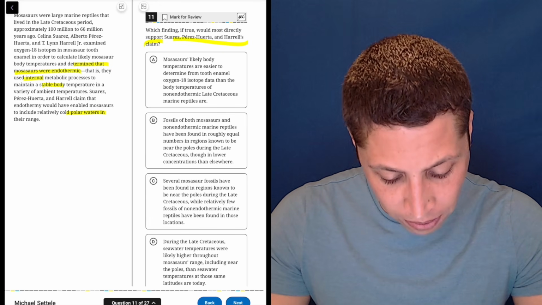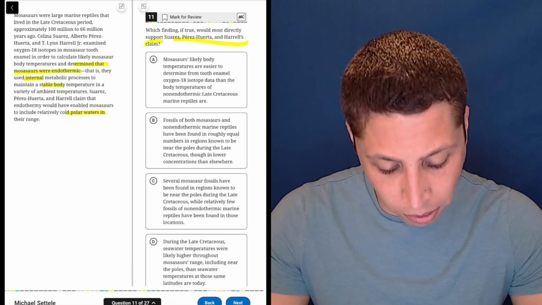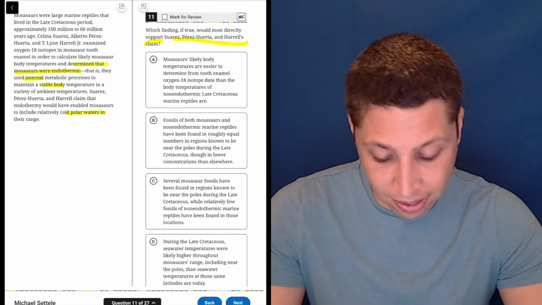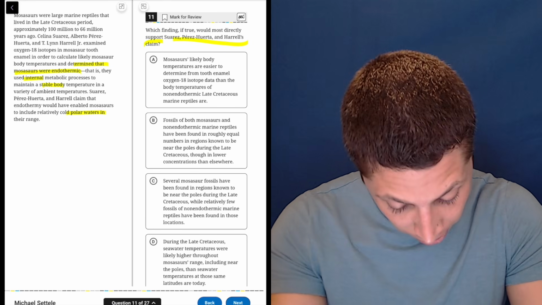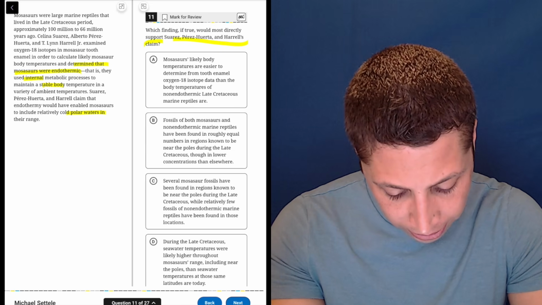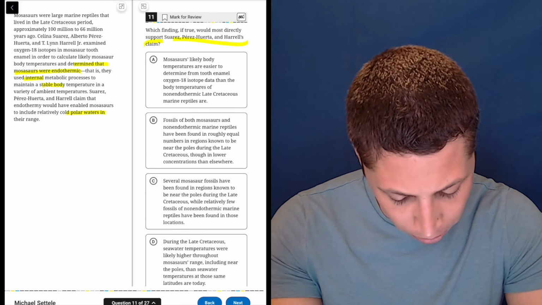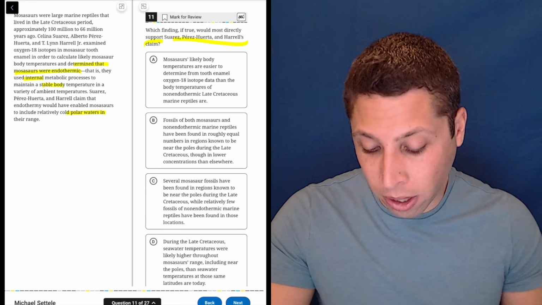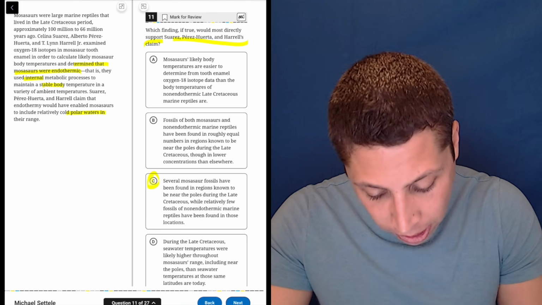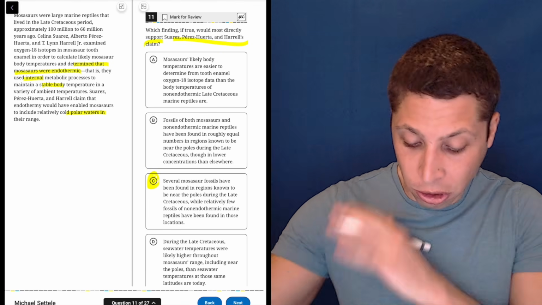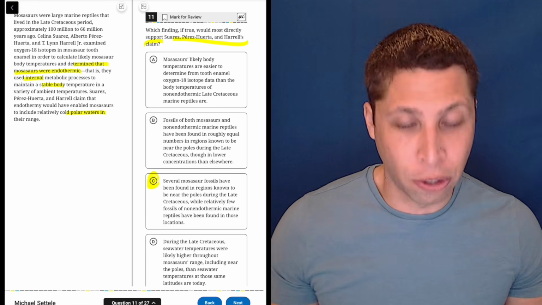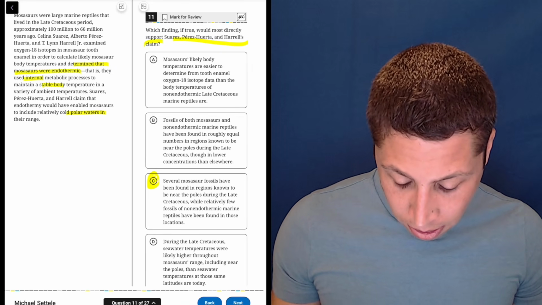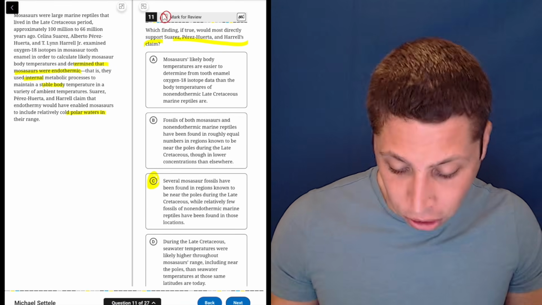Several mosasaur fossils have been found in regions known to be near the poles during the late Cretaceous, while relatively few fossils of non-endothermic marine reptiles have been found in those locations. Yeah, that seems to distinguish between the two. During the late Cretaceous, seawater temperatures were likely higher throughout the mosasaurs' range, including near the poles. No, it's about the mosasaur, so let's not change the temperature of the water. Let's focus on what the mosasaur is doing. C is saying that because these mosasaurs are special, they can go to the poles, whereas other animals couldn't. That seems like what they're saying.